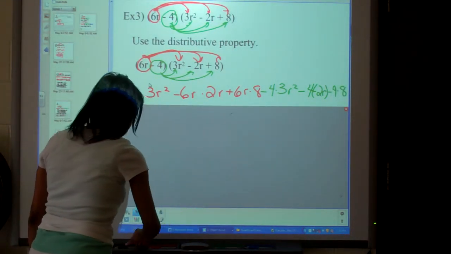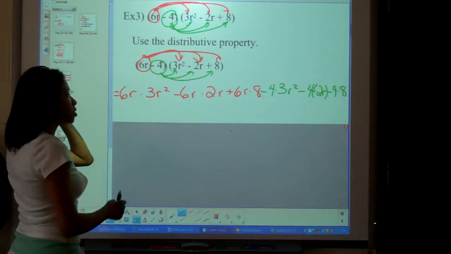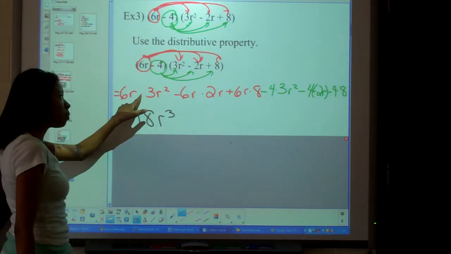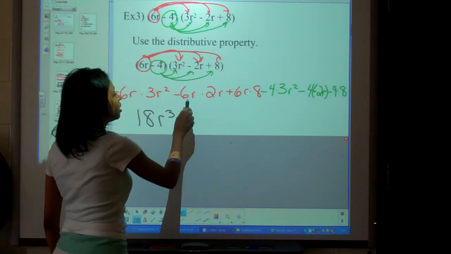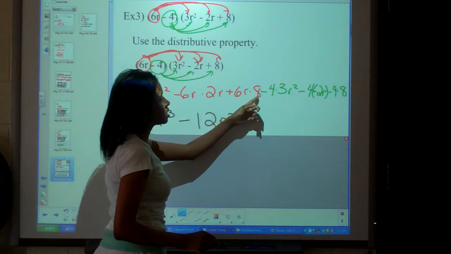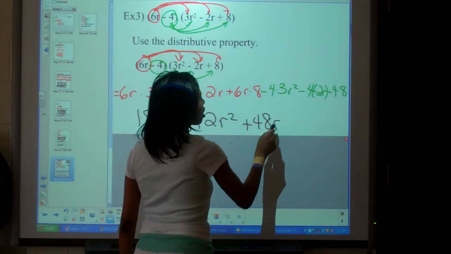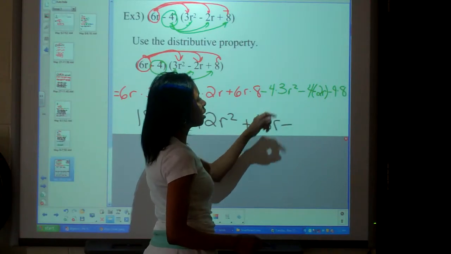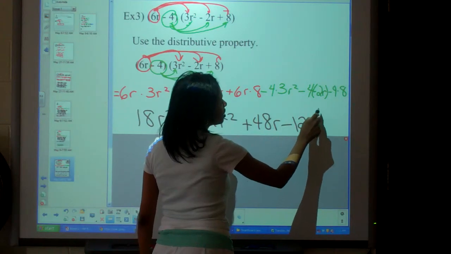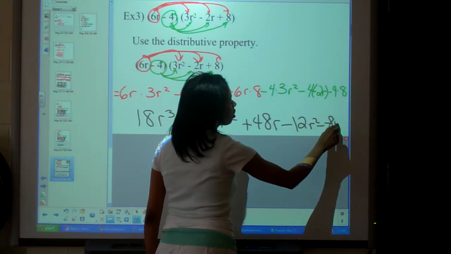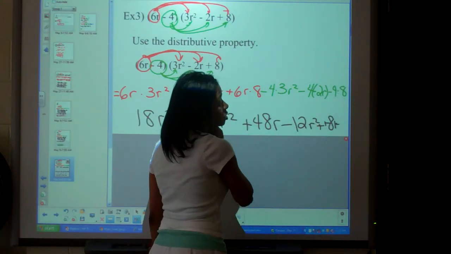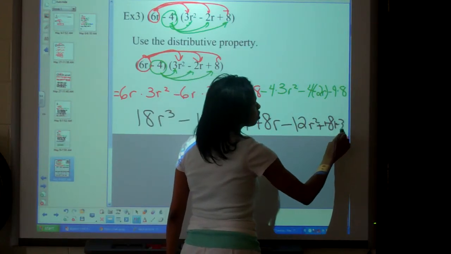So we can simplify. 6r times 3r squared is 18r cubed. We're adding exponents because we're multiplying the same base. Minus 6r times 2r is 12r squared. Plus 6 times 8 is going to be 48r. Minus 4 times 3r squared is minus 12r squared. And then minus a negative 8r is going to be plus a positive 8r. And then minus 4 times 8 is going to be our 32.